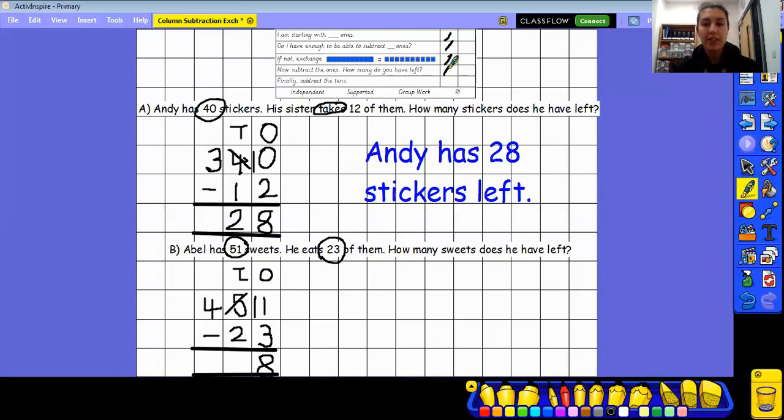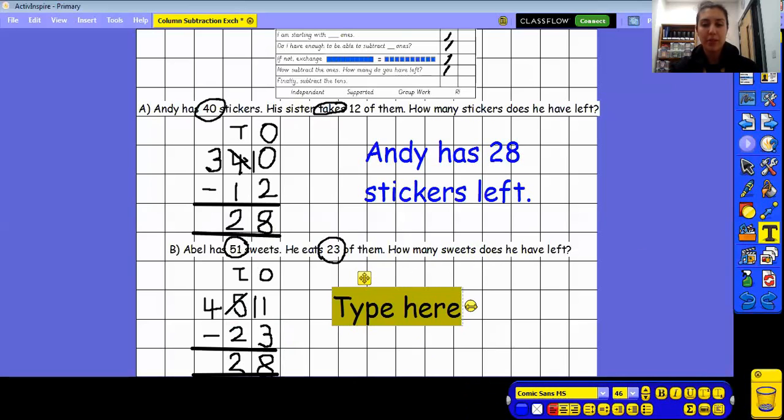Now that I've finally worked out how many 1s I've got left, I can move on to my 10s. And I've got 4 tens now. Take away 2, that leaves me with 2 tens left. So that means that 51 sweets, take away 23, leaves Abel with 28 sweets. How funny that we got the same answer for both of those questions. Wasn't expecting that. So now I write Abel has 28.